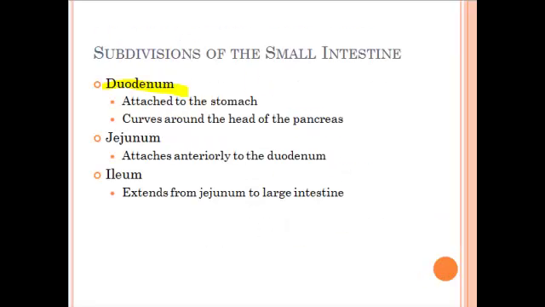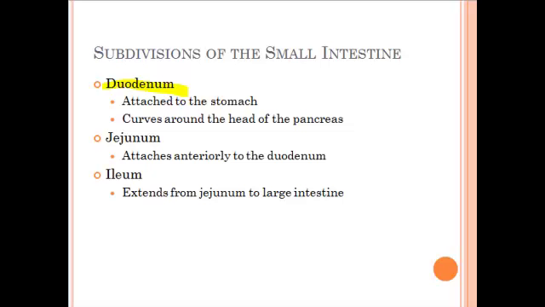Okay, the jejunum attaches anteriorly to the duodenum, and it makes up about 40% of the length of the small intestine. And then finally we have the ileum, which goes from the jejunum to the large intestine, and it attaches to the part of the large intestine called the cecum, and we call that area the ileocecal sphincter. There's a sphincter at that point separating the small and the large intestine.